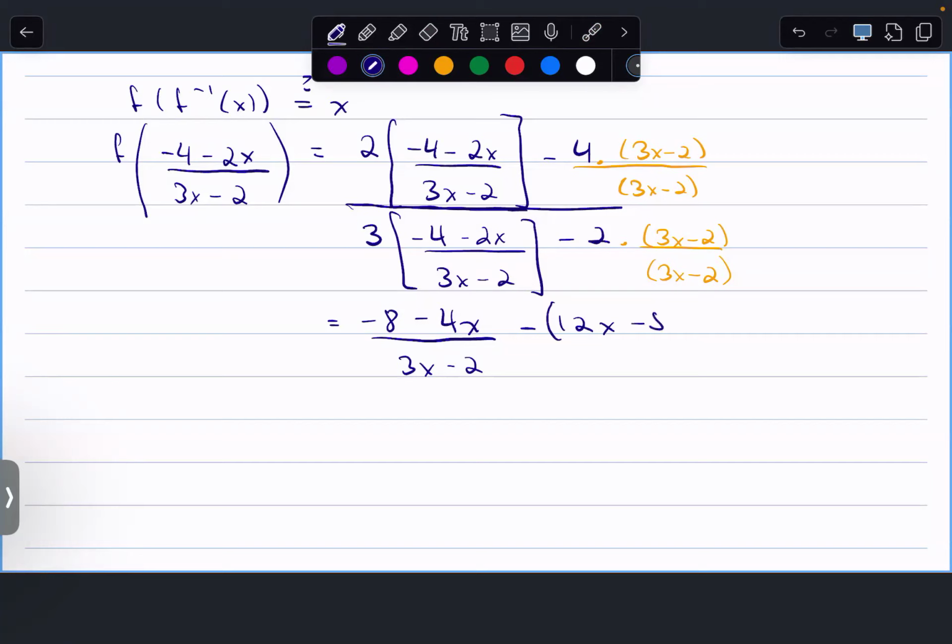Minus 8. Why did this bracket make a difference? You can go -4 times -2, and then you would get to +8, but then you need to replace this with a plus, right? And so I've kept it as a minus and made this minus for now. A dealer's choice. Should end up in the same spot though, over 3x minus 2.